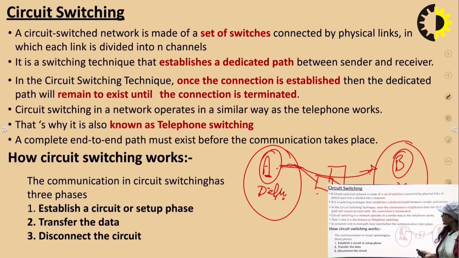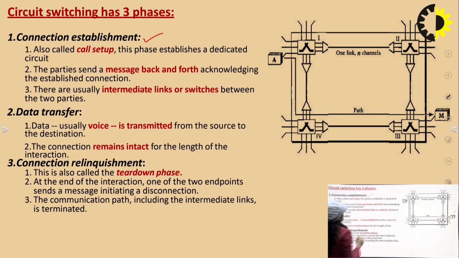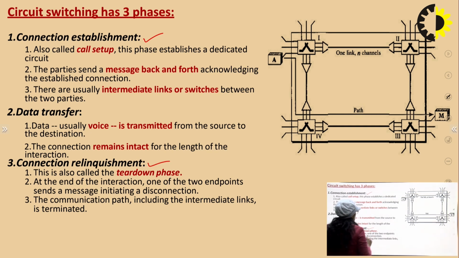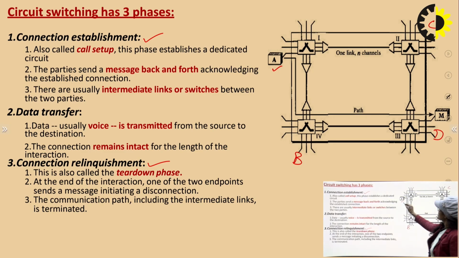So this particular approach we will understand by taking an example. In this example we understand these three steps. First is connection establishment, second is data transfer, and third is connection releasing, or relinquishing, right? So basically here we have some devices like device A, device B. This device is known as a sender and this is a receiver, and we want to send some data from A to M, right?